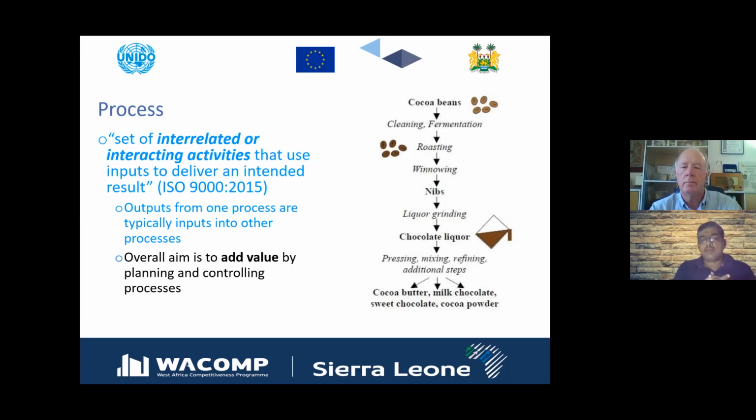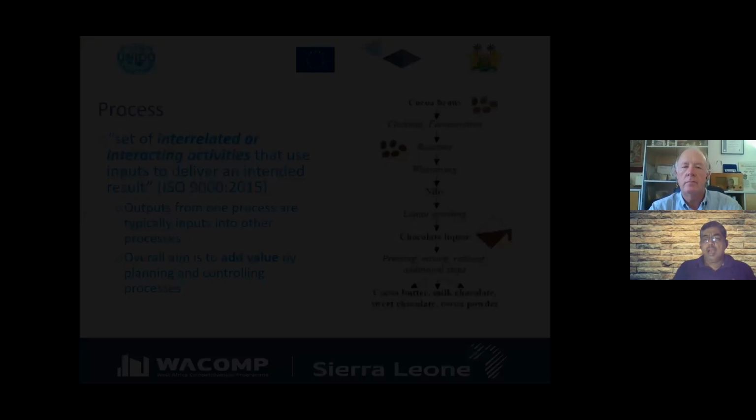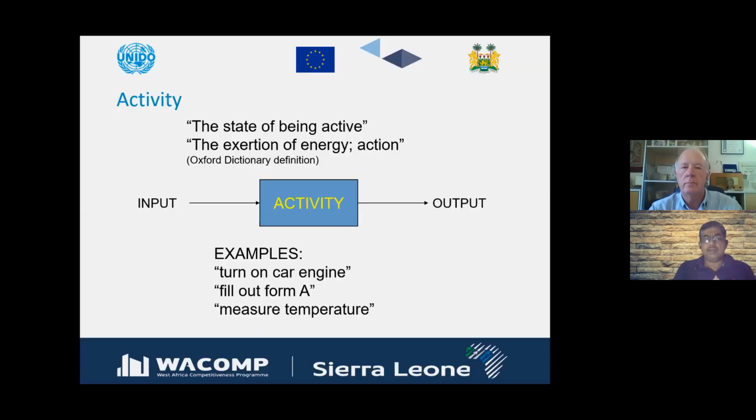But then what is the difference between activity and the process? In the process, you have to add the value. And activity is just an activity. Here you can say the activity is basically fed by any input, and then it is shifted towards any output.